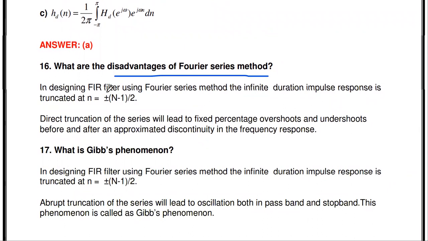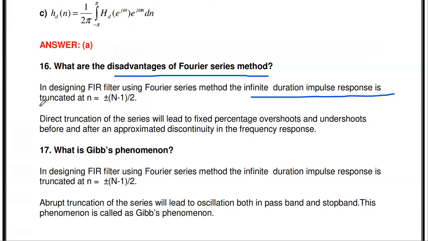Okay, so in designing FIR filter using Fourier series method, the infinite duration impulse response is truncated suddenly at n equal to plus or minus (N minus 1) by 2. That is, the infinite number of impulse response is only truncated to the center N values. Okay, the remaining impulse response we truncated. So because of this truncation of this Fourier series method, it will lead to a fixed percentage of overshoots and undershoots before and after an approximated discontinuity in the frequency response.